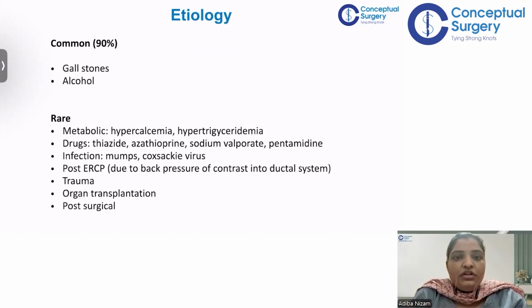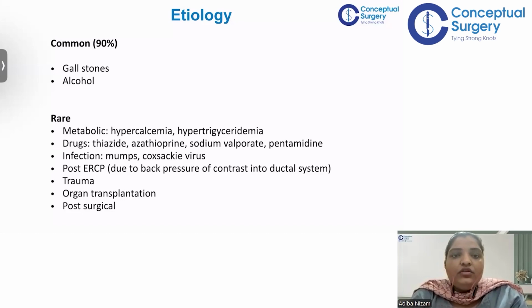So, first of all, coming to the etiology. Most of the cases that you will encounter will be of two main causes, which are alcohol and gallstones. Of these two, gallstones are the more common. Up to 60 to 70% of the cases of acute pancreatitis are caused by gallstones. The remaining 20 to 35% are because of the use of alcohol.